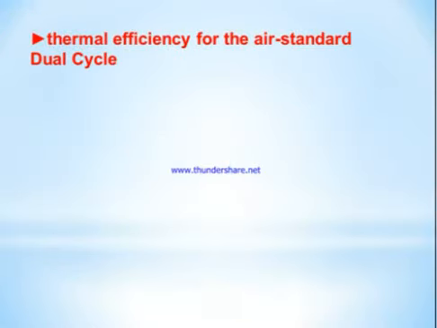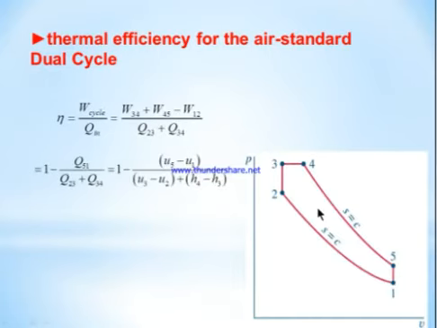Now the thermal efficiency for the air standard dual cycle. The thermal efficiency is the work done by the cycle divided by the Q in. The work done by the cycle is the output work minus the input work. You can see here 4 to 5 is output work done, and 3 to 4 is output work done. The output work means the work done by the air on the piston. This is the output work minus the input work, and during 1 to 2 the piston does work on the air. So this term is the input work.